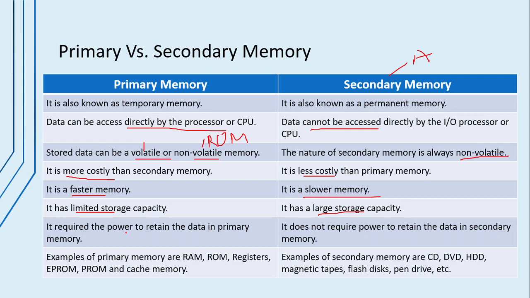Primary memory requires power to retain the data, meaning if you want to store your data in primary memory, power must be supplied. In secondary memory it is not required. That's why it becomes non-volatile, and primary becomes temporary. The examples of primary memory are RAM, ROM, registers, EEPROM, PROM, and cache memory. CD, DVD, HDD, magnetic tapes, flash disk, and pen drive are all examples of secondary memory. So this is the difference between primary memory and secondary memory.